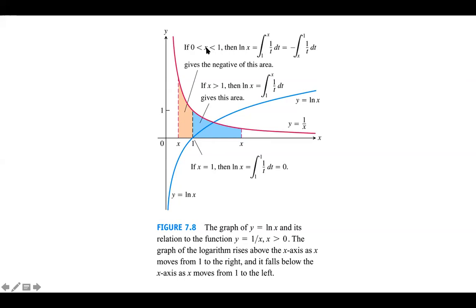So what that means is that if x is between 0 and 1, then the natural log of x is going to be a negative number. It would be the negative of this area here. Okay. So in Calc 2, that's how we define natural log of x. And we're going to build sort of everything that you already learned about natural log of x in pre-calc using that definition.